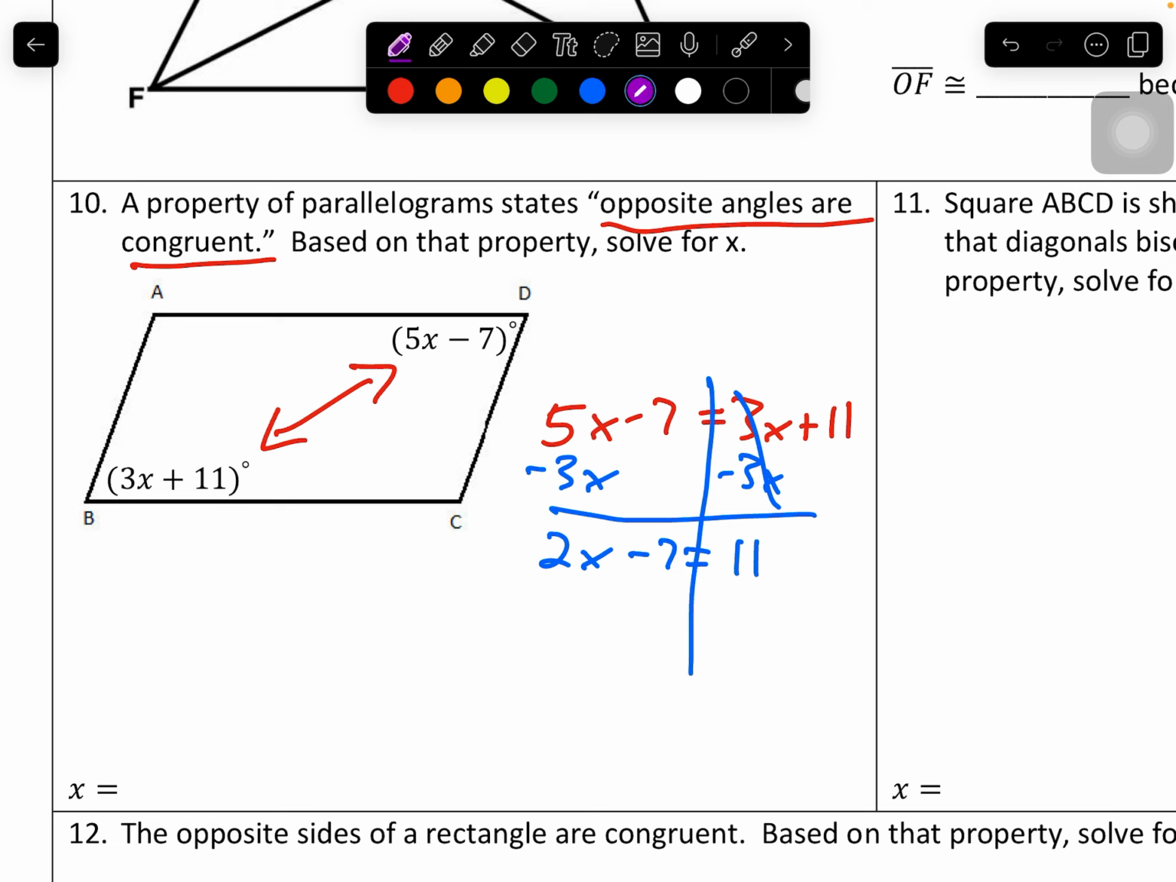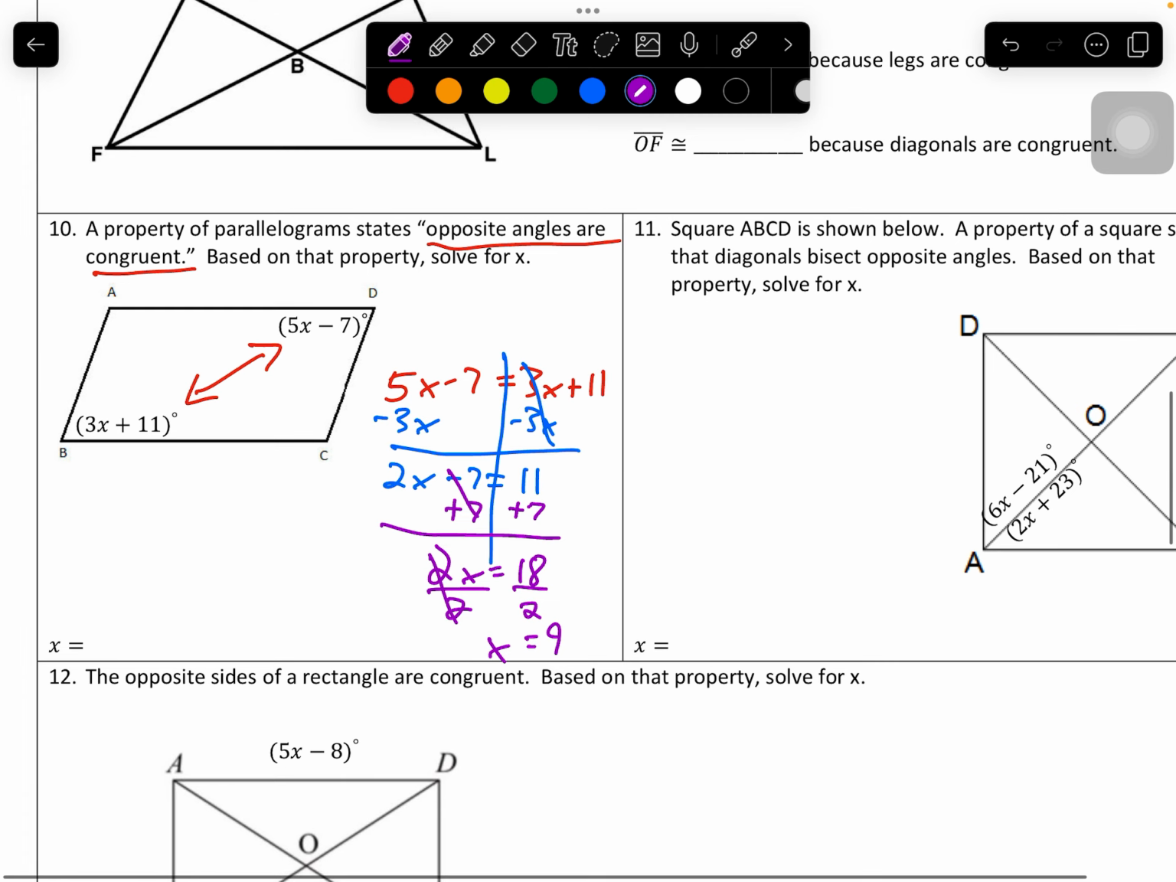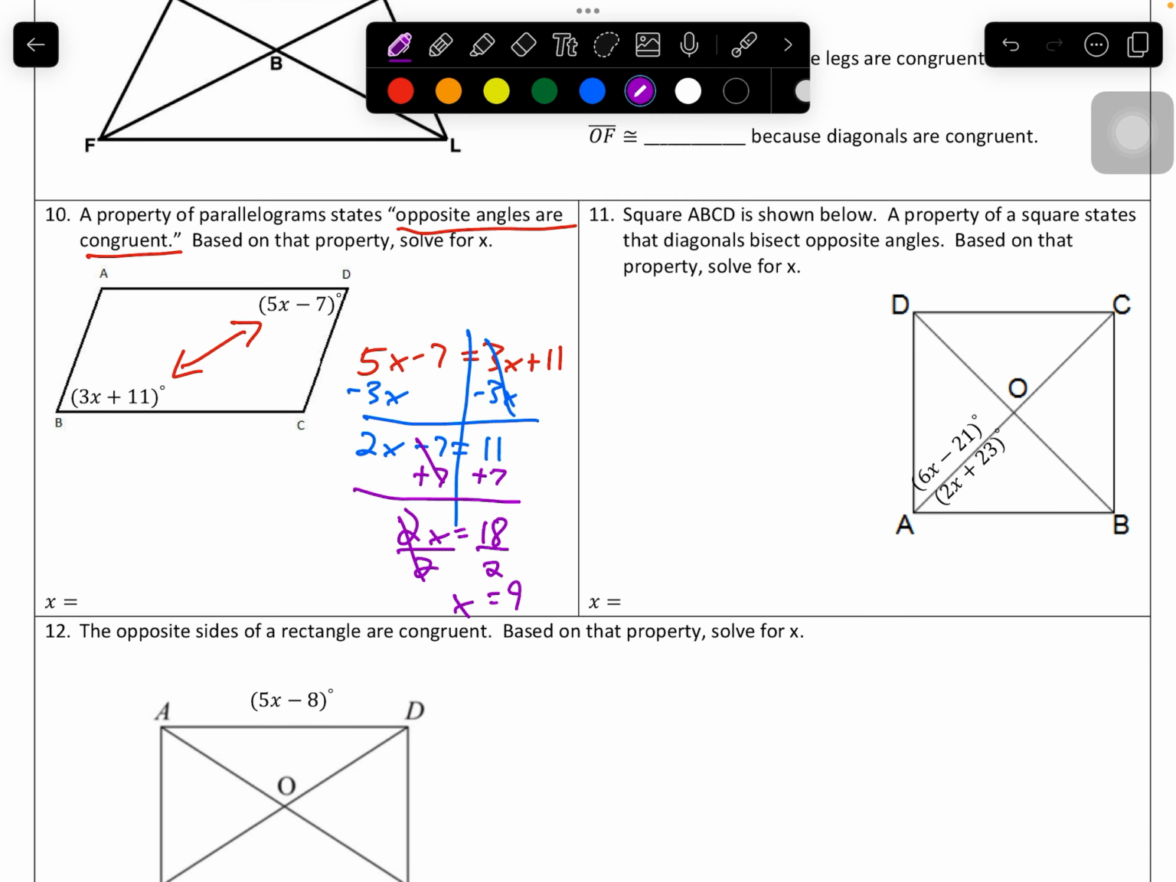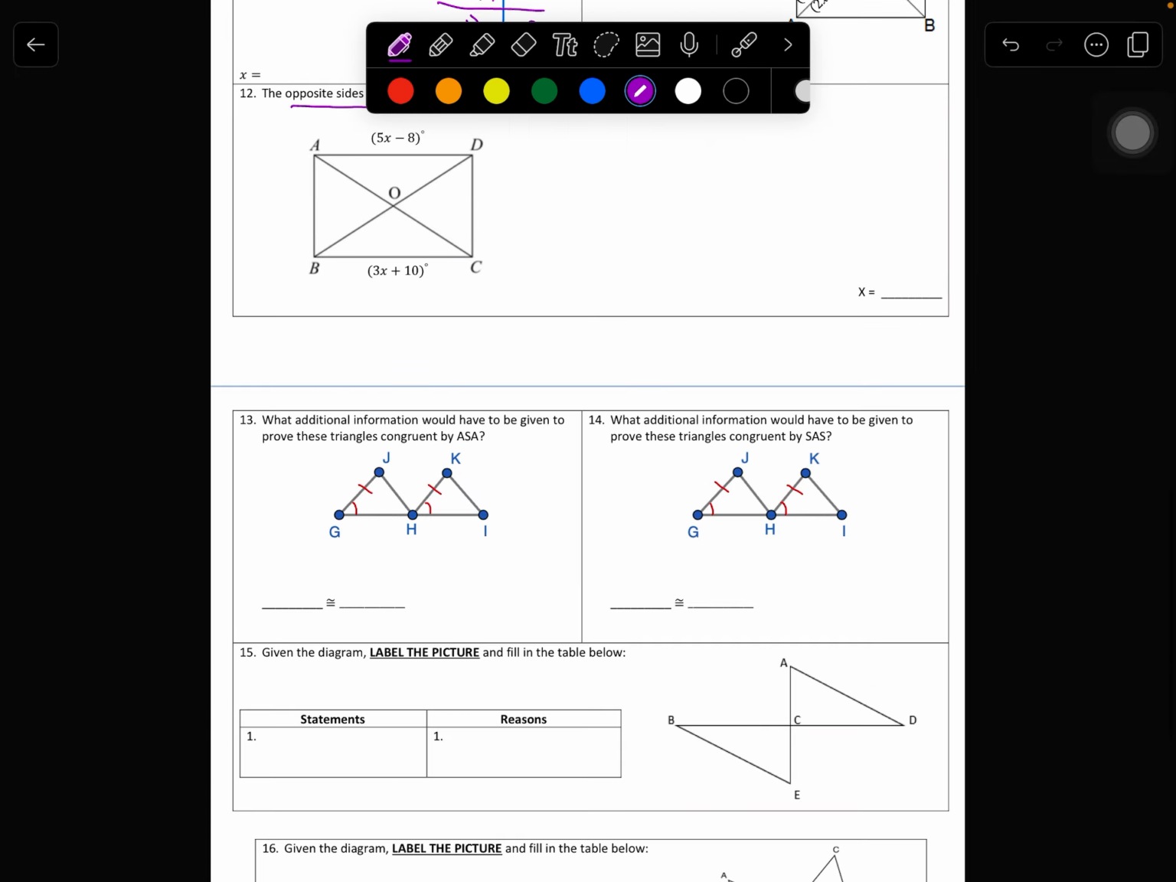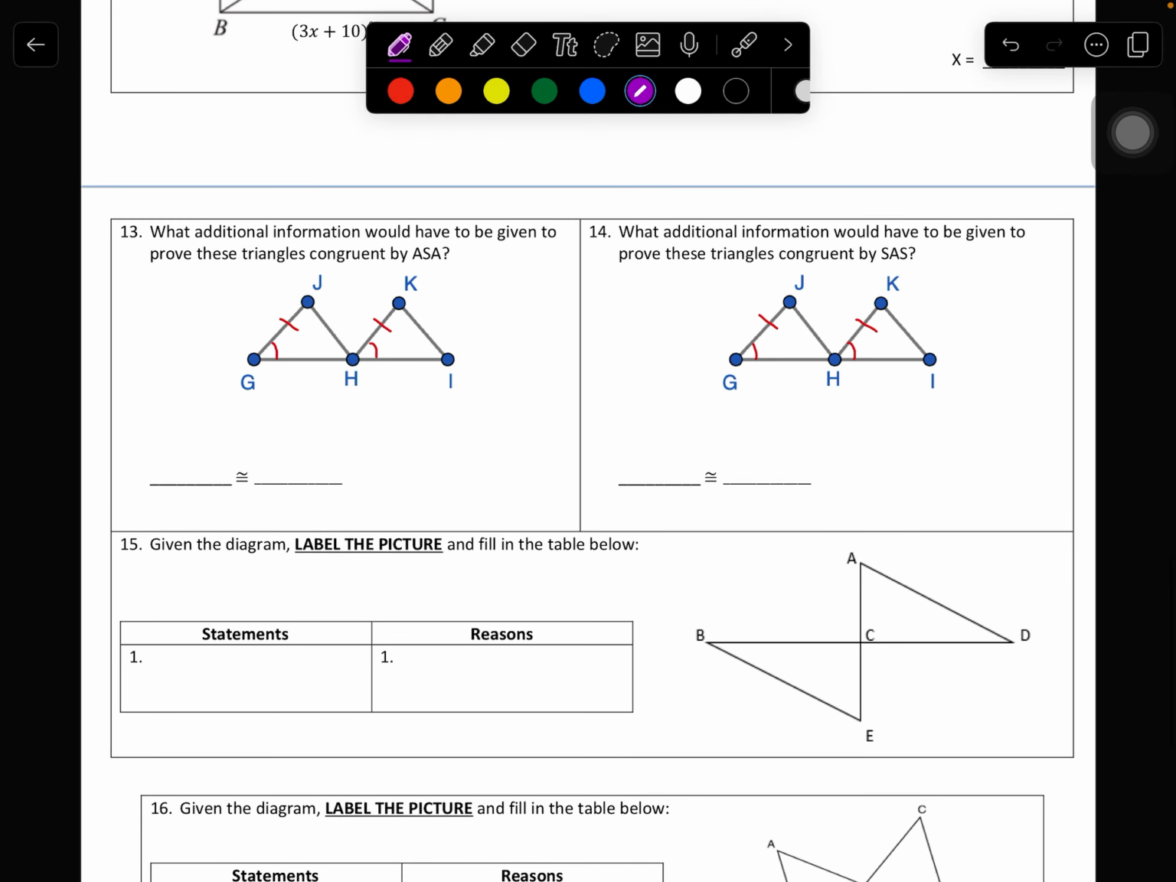And then since I brought the x's to the left, I got to bring the numbers to the right. So you should get 2x equals 18. And then divide by 2. You get 9. Okay? It's going to be pretty much the same thing for all of them, right? You get diagonals bisect opposite angles, and then opposite sides of a rectangle are congruent. Just set them all equal to each other. Okay? All right.